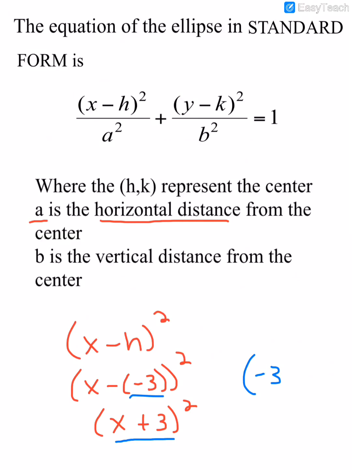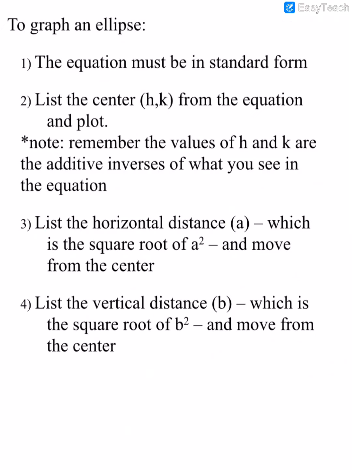So just remember, just like the circle, when we're dealing with an ellipse, when we pull out h and k, we have to change the signs. And remember that a is our direction on the x-axis, b is the direction on the y-axis. So let's try graphing an ellipse.